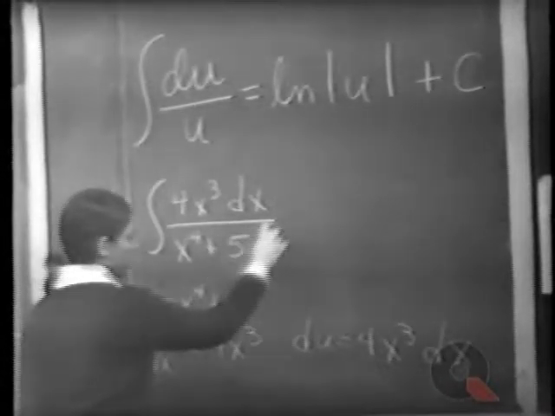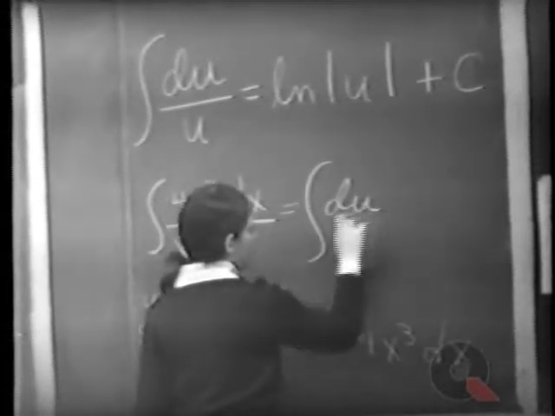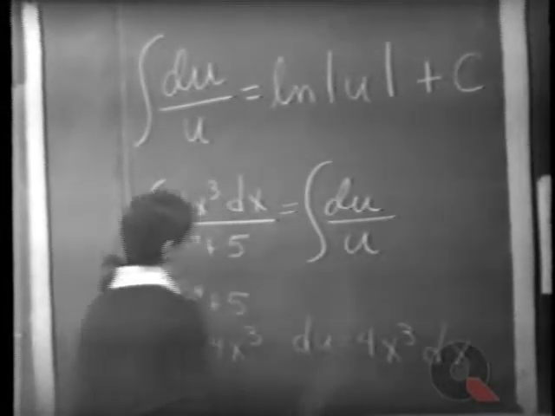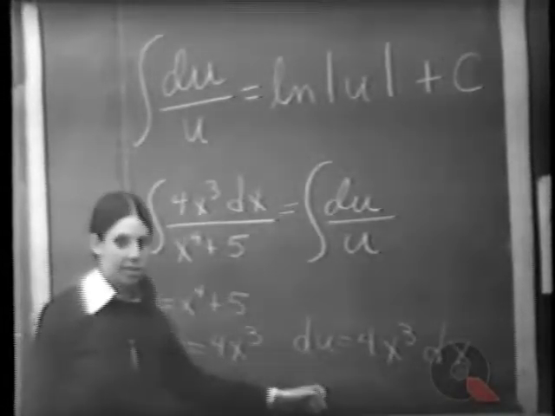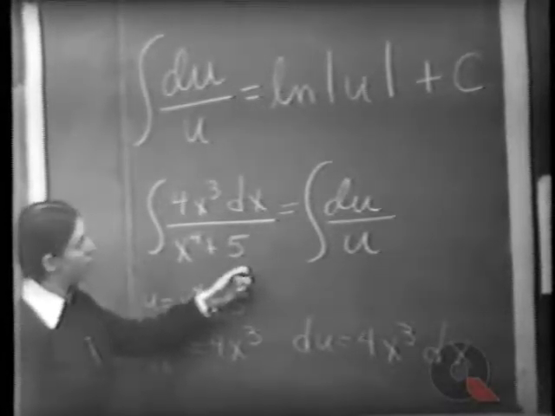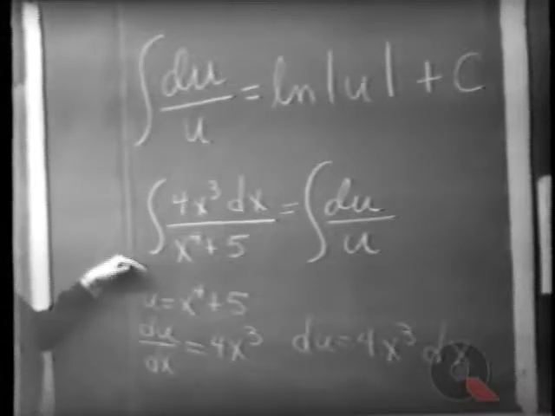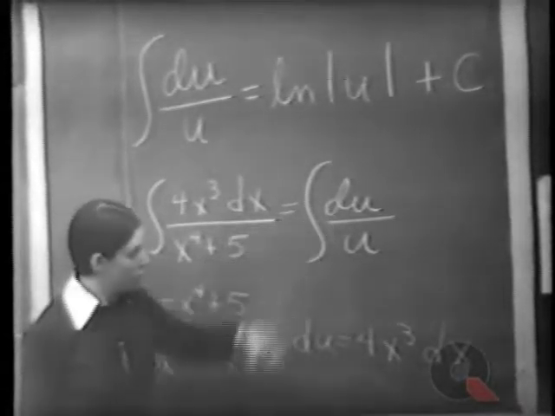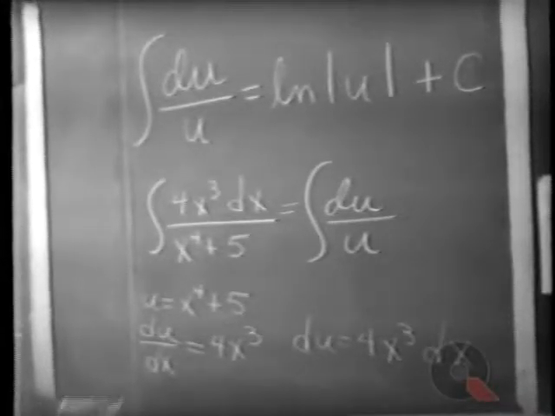And we see that this is exactly in the form, the indefinite integral of du over u. 4x cubed dx is precisely du. x to the 4th plus 5 is u. This problem is an example of the integral of du over u. Copy down the substitution because I want to erase that.